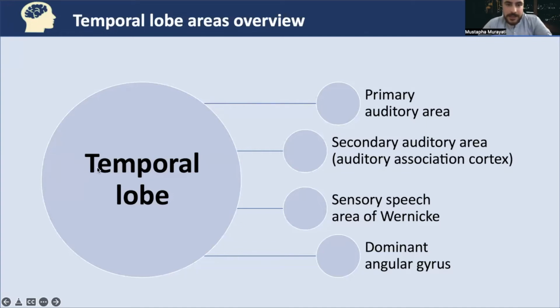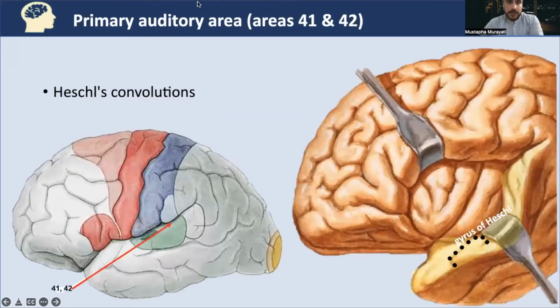Okay, now we'll talk about the temporal lobe. Temporal lobe functional areas: we have the primary auditory area, the secondary auditory area, the sensory speech area, and we'll talk about the angular gyrus in the dominant hemisphere.